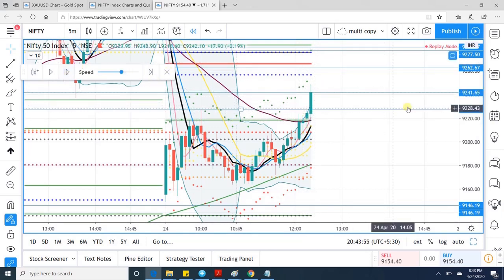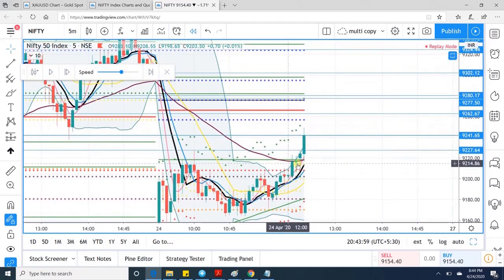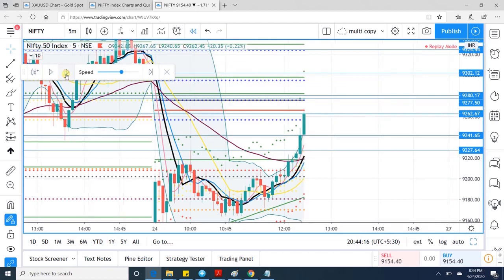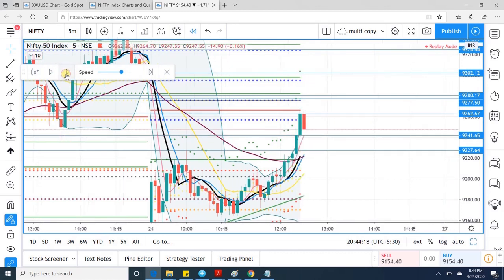Let me forward it quickly. I know that the target should be 60-70 points, but it doesn't mean that you have to wait for 60-70. As long as we are not getting a reversal, we will be in that trade, and once we see a reversal, we will exit from this trade. Let me forward. No reversal. Again no reversal. This is not a reversal. Forward.